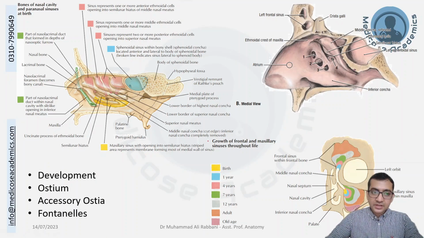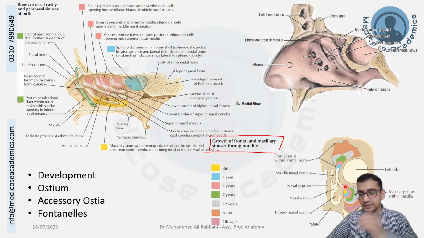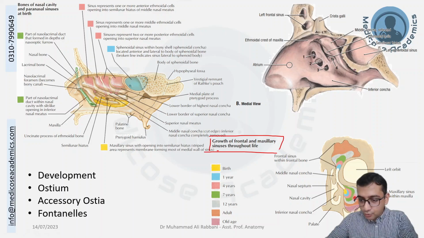The maxillary sinus, first I will talk about the development. All the sinuses except the frontal sinuses are present at birth. So this color coding is done at the level of birth. It is a very small slit, basically the yellow, and it goes on to extend as the person grows in age.